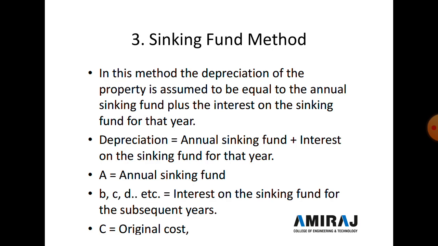Now the third method is the sinking fund method. In this method the depreciation of the property is assumed to be equal to the annual sinking fund plus interest on the sinking fund for that year. So depreciation is equal to annual sinking fund plus interest on the sinking fund for that year. A is equal to the annual sinking fund, and small b, c, d etc. are the interest on the sinking fund for subsequent years. Capital C is the original cost.